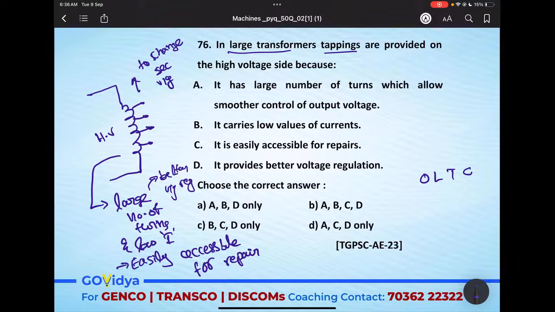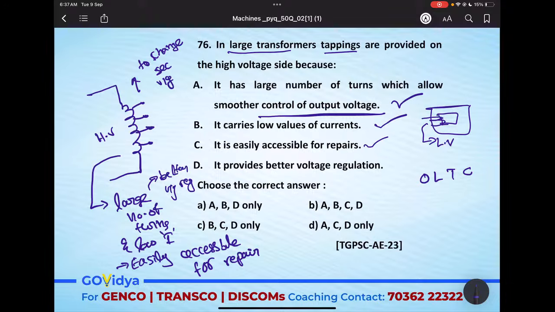Okay, the given options, if you see, it has a large number of turns which allows smoother control of output voltage. Yes, it is correct. It carries low values of currents. Yes, it's correct. It is easily accessible for repairs. Yes. In a transformer, if you see, on top of the core, first we are placing LV winding. Okay, first LV winding we are going to place. Why? The insulation required on top of the core, if you place LV winding, will be very less. Low voltage, so very less insulation.